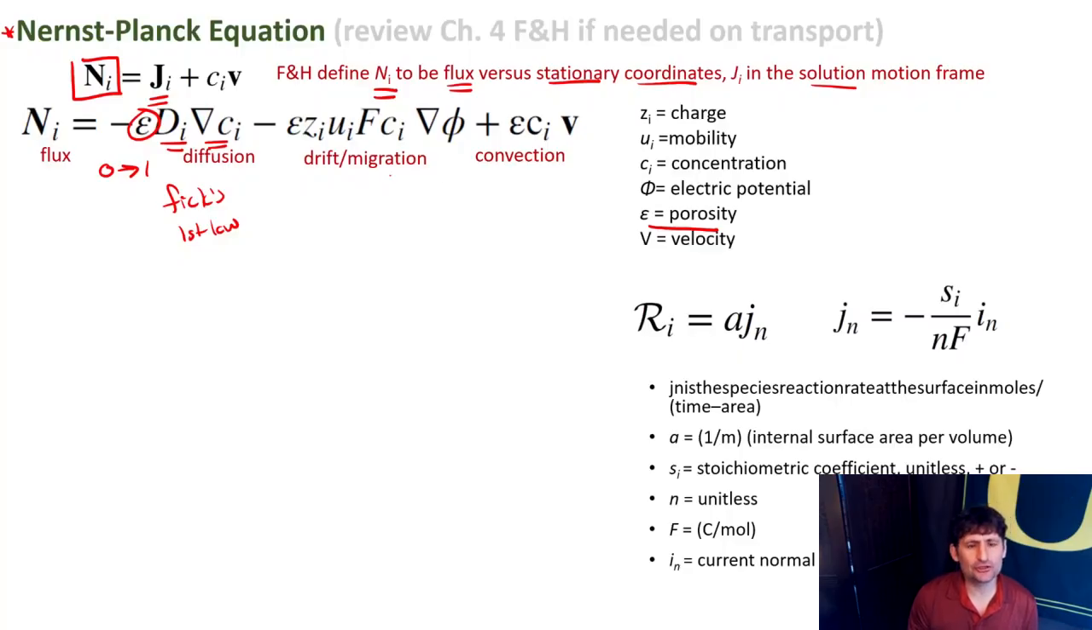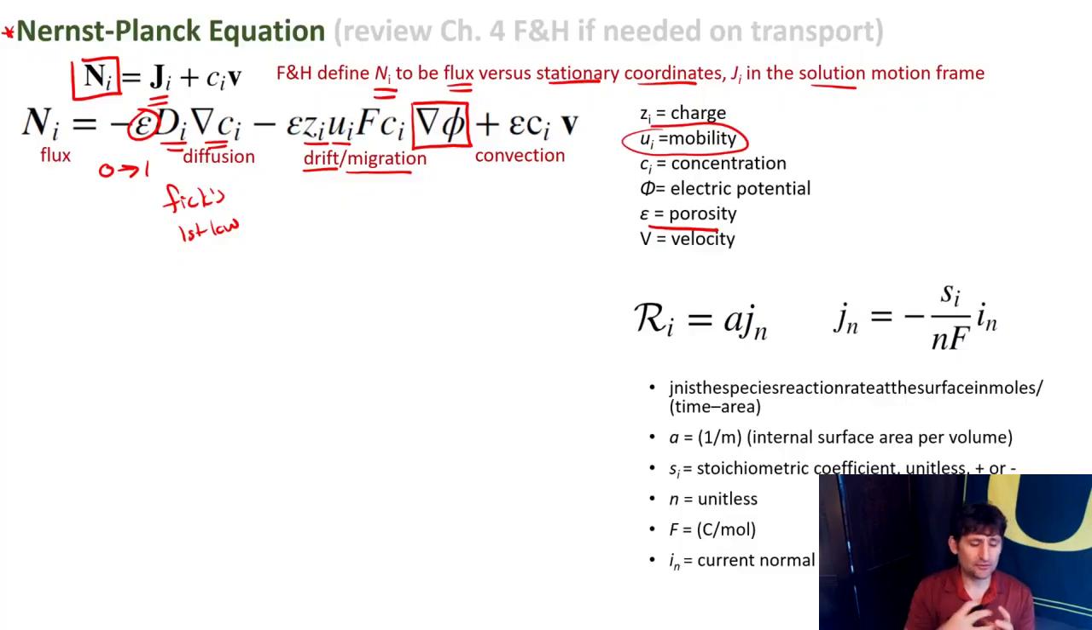The same is true for the drift or migration term. Remember, drift or migration, they mean the same thing. It's motion of a charged particle driven by an electric field. An electric field is, of course, a gradient in the electric potential. And it depends on the charge of the ion, its electric mobility, charge carrier mobility, how small it is. So smaller ions have higher charge carrier mobilities, for example.